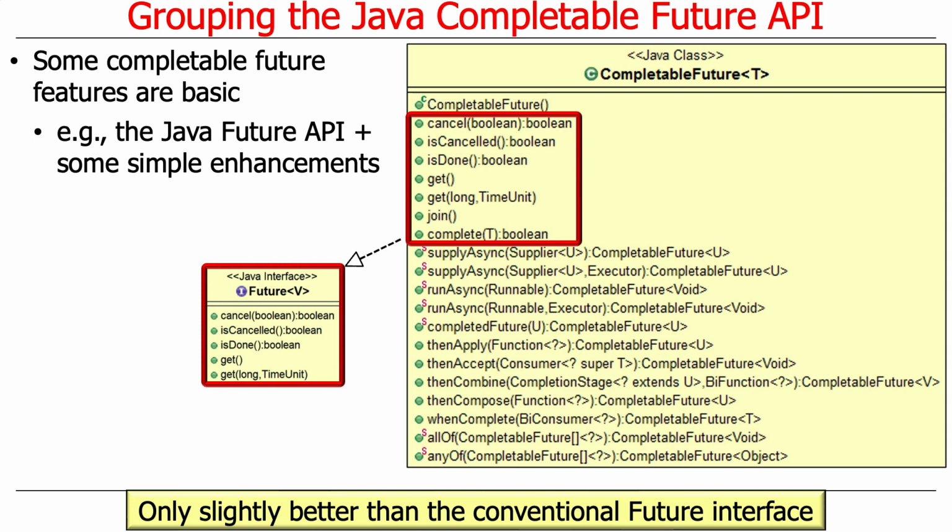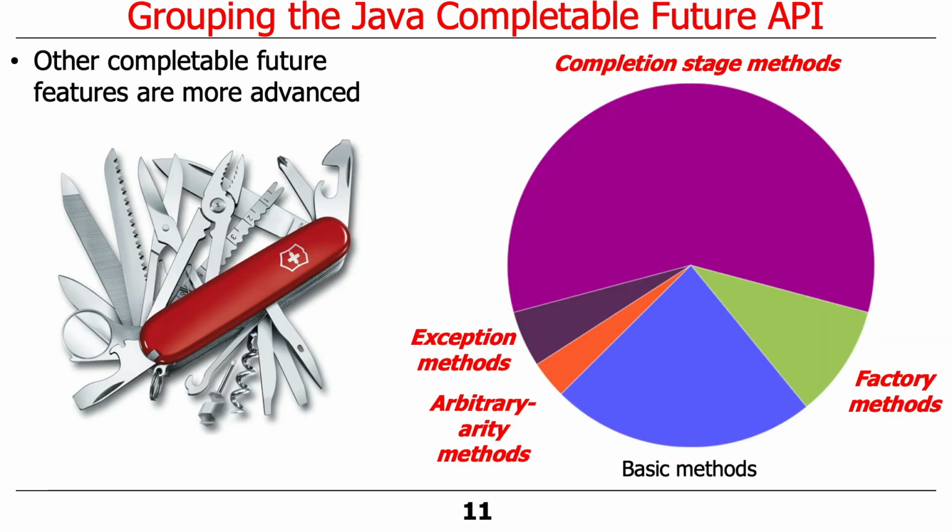So things like, is something done? Is something canceled? Is something cancelable, or can you cancel it? Can you get the results? This is really not that much different from just using the conventional Future interface. There's one or two other methods here, like join and complete, but aside from that, it's not really providing a whole lot of extra value, but it's there, so those things exist.